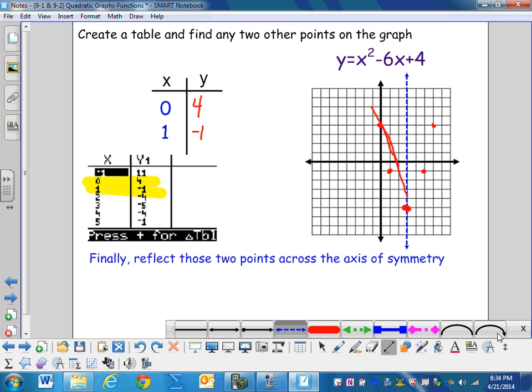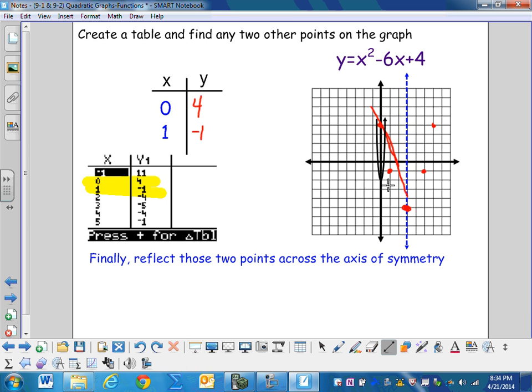I knew I shouldn't have tried that. Then we can draw our parabola. I'll stick to that.